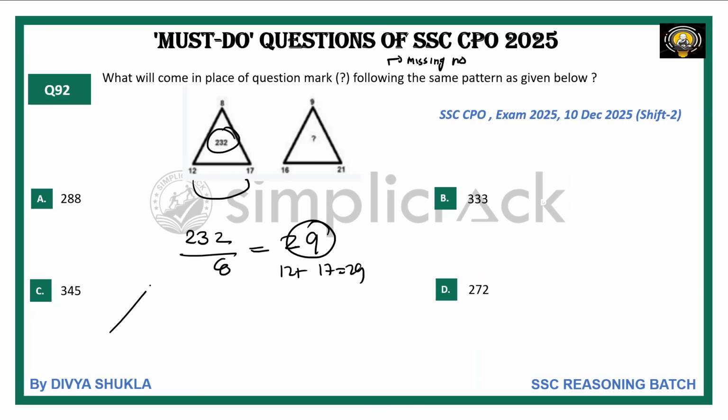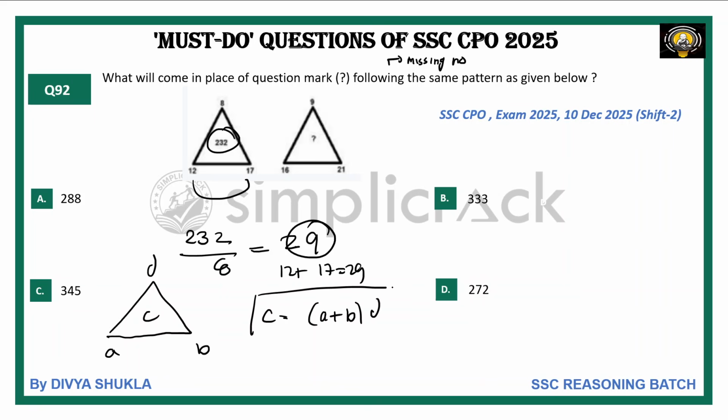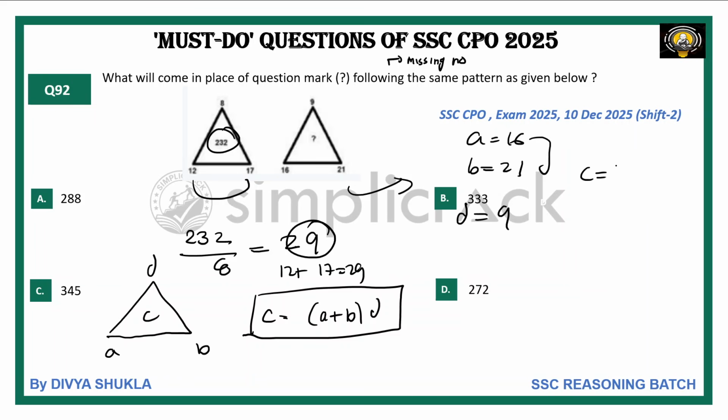Suppose I am having this type of triangle. I am saying that this is A, this is B, this is C, and this is D. What is the value of C? C is A plus B multiplied by D. So in this case, what is A? A is 16, B is 21, and I am having D as 9. So what would be the value of C? A plus B, that is 37, multiplied by 9.